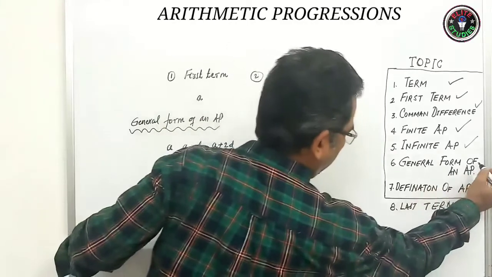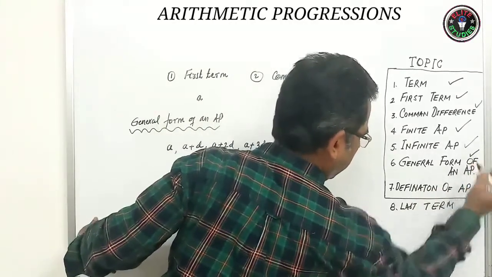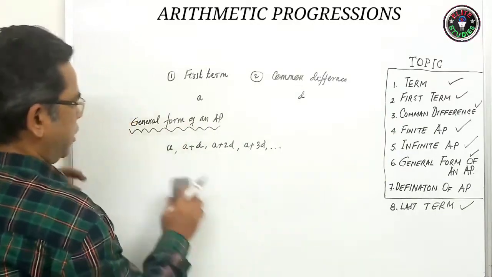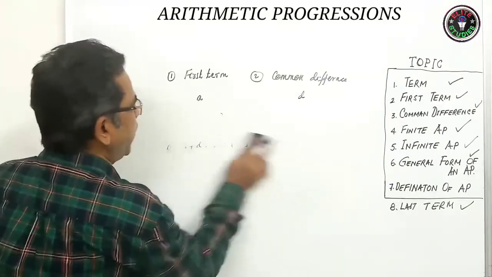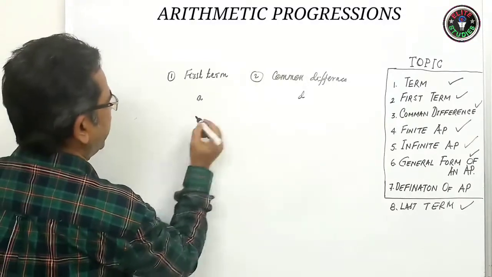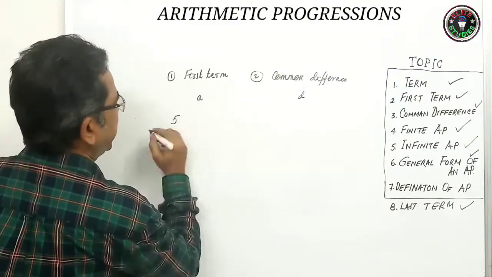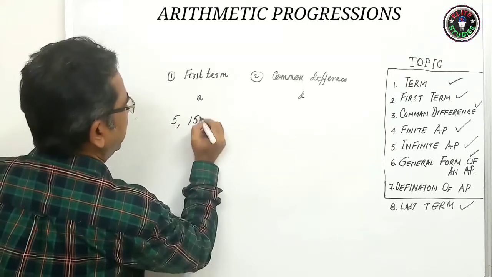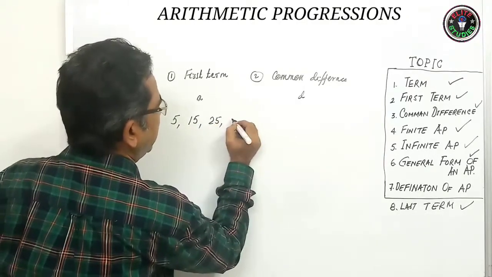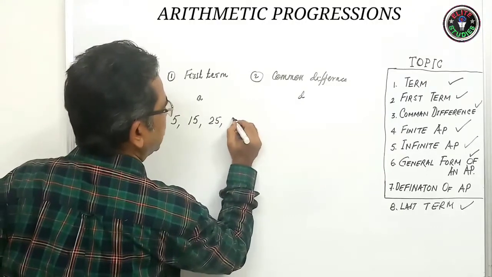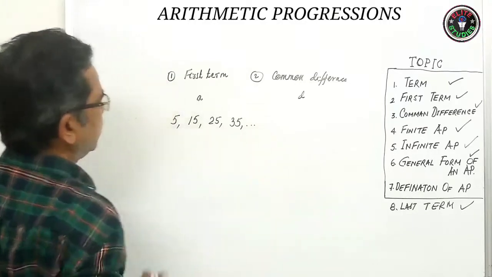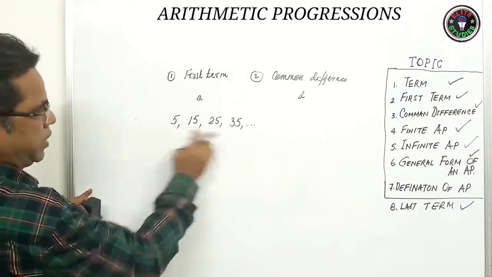So this also is finished. Last time I had already told you. Now the definition of an AP. It is very easy to define. Let us have an example. Suppose you have 5. You add 10, you get 15. You add 10, you get 25. Add 10, you get 35. So it goes on like this: 5 plus 10, plus 10, plus 10.